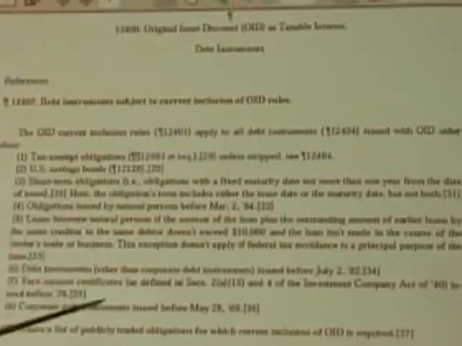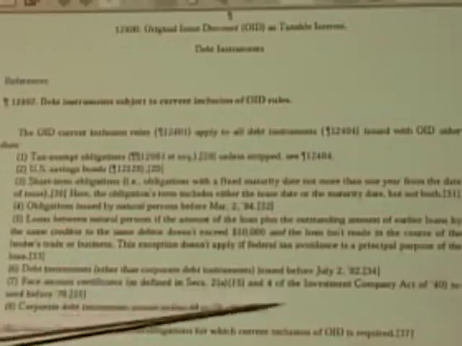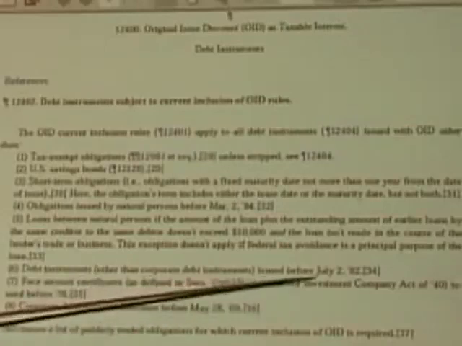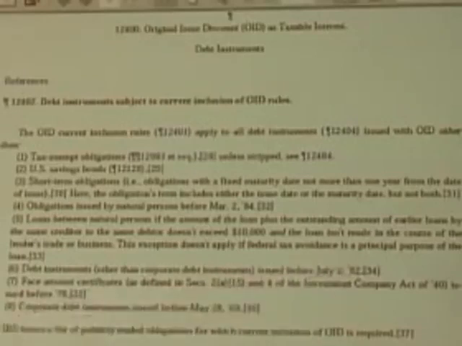Debt instruments, other than corporate debt. Well, here you got tax exempt obligations, U.S. savings bonds. These are excluded. These are not included in there. This says debt instruments other than corporate debt instruments issued before July 2nd, 1982. Corporate debt instruments issued before May 28, 69. The IRS issues a list of publicly traded obligations for which current inclusion of OID is required. That's 37. That's that. Publication 1212, yeah. There's publication 1212, which we just went over.